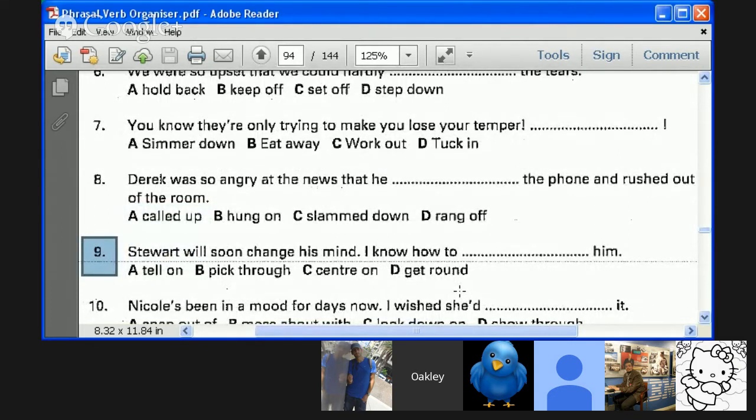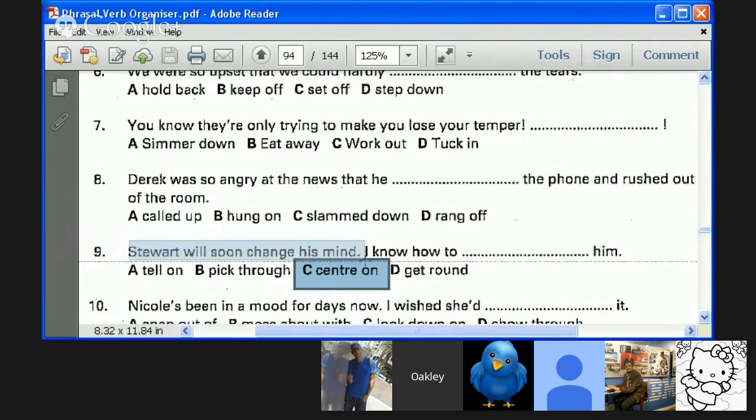Number 9. Stuart will soon change his mind. I know how to center on him. No, not exactly. To center on something is to focus on. Really, same meaning. He'll soon change his mind, but never mind that.